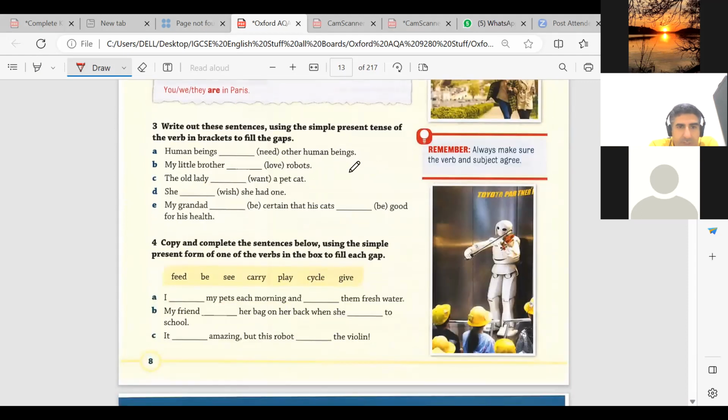Answer this, please. Answer 3 and 4. Write out the sentences. Please write the answers in your notebook. Write the verb in brackets in the simple present. And in 4, choose one verb and write it in the right format. You have 2 minutes, guys, to finish. Go ahead. Please let me know once you finish.